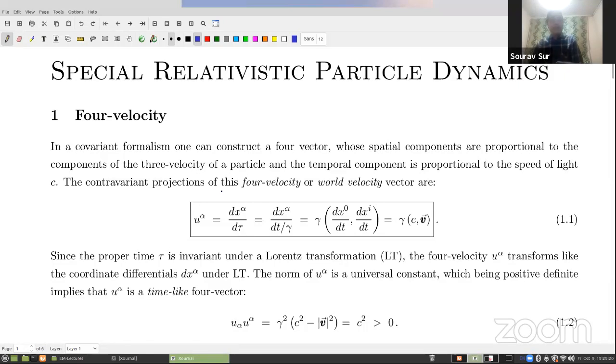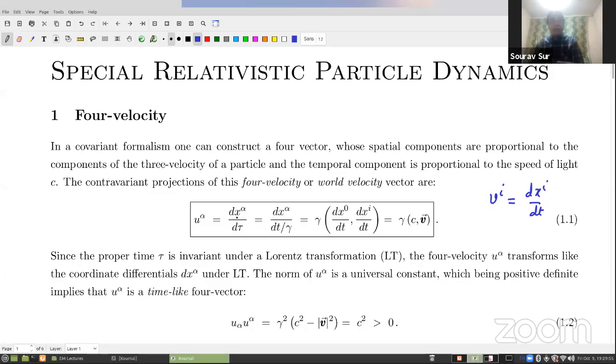The contravariant projections of this 4 velocity, sometimes called the world velocity vector, is given by this. This is a 4 vector. This is a Lorentz vector. It is defined in this way. Just as in 3 dimensions, we have the ordinary 3 velocity v. The ith component is given by dx^i/dt. So v^1 is dx^1/dt.